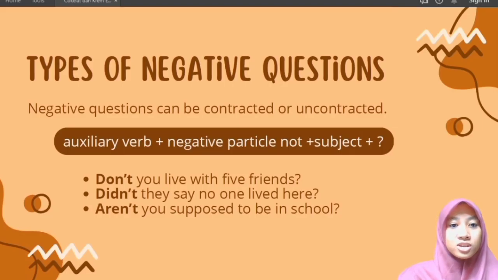There are some meanings and some answers in this sentence, but the formula is different. Types of negative question. A negative question can be contracted or uncontracted. The formula of contracted is auxiliary verb plus negative particle not and subject. The example, don't you live with your friends? Didn't they say no one lived here? Aren't you supposed to be in school?